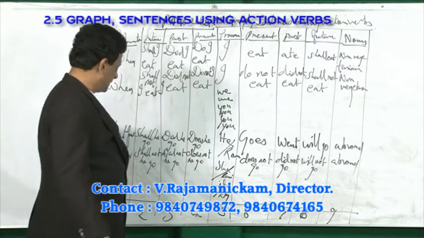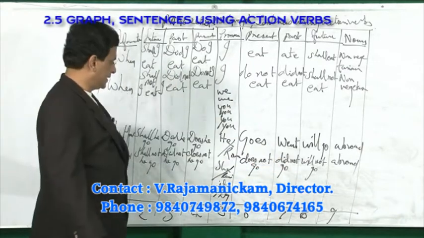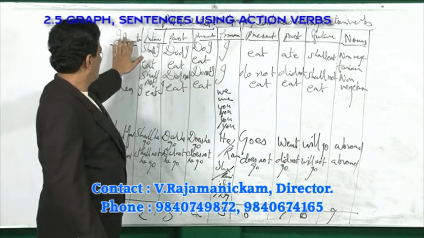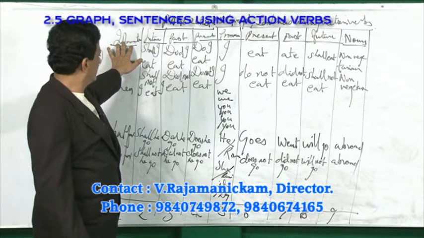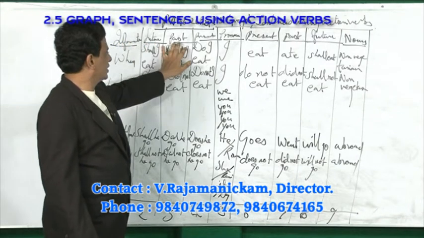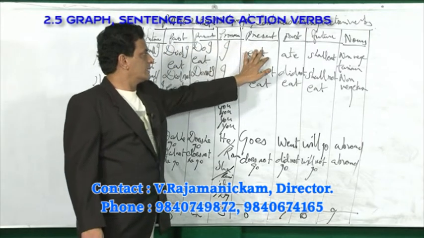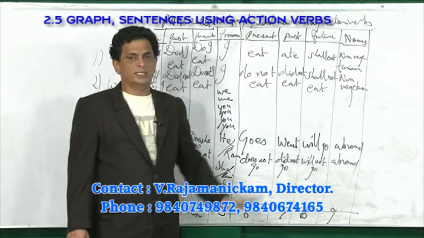See, totally 16 rows are there, 9 columns are there. The first column is information, all 5 W's are there, and the second column is future, third past, fourth present, fifth is pronoun, sixth is present, seventh is past, eighth is future, ninth is noun.